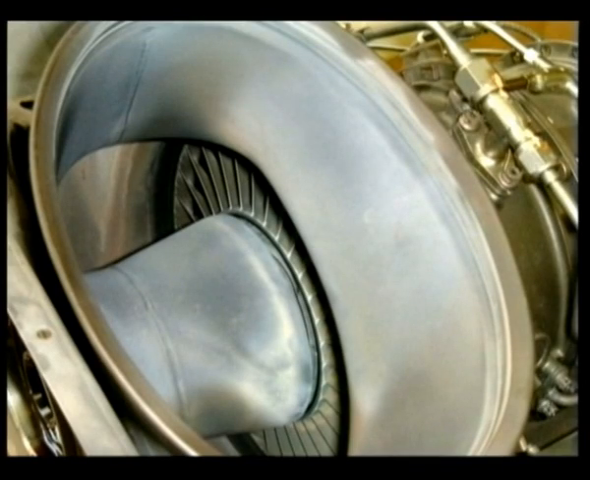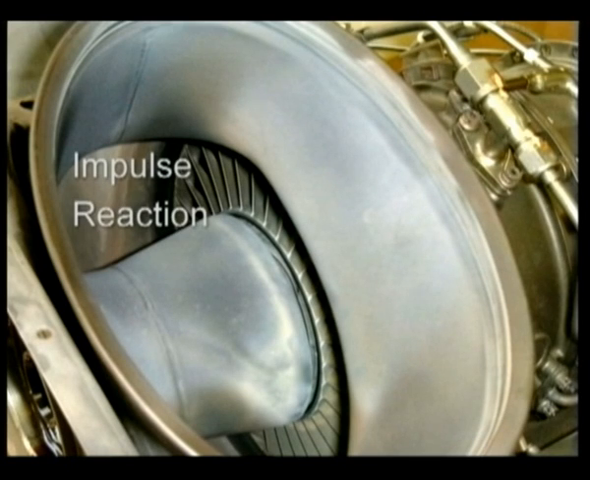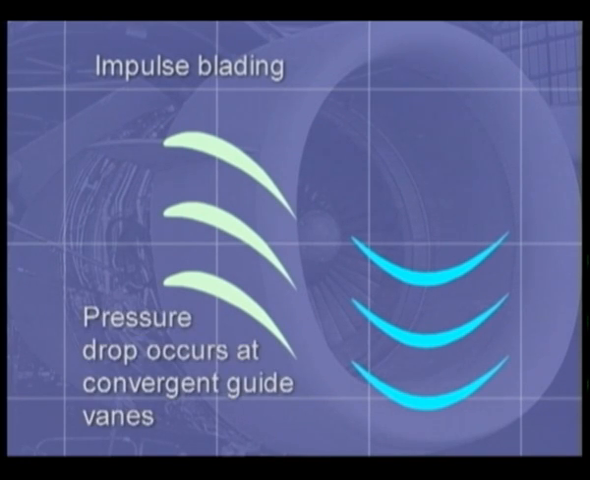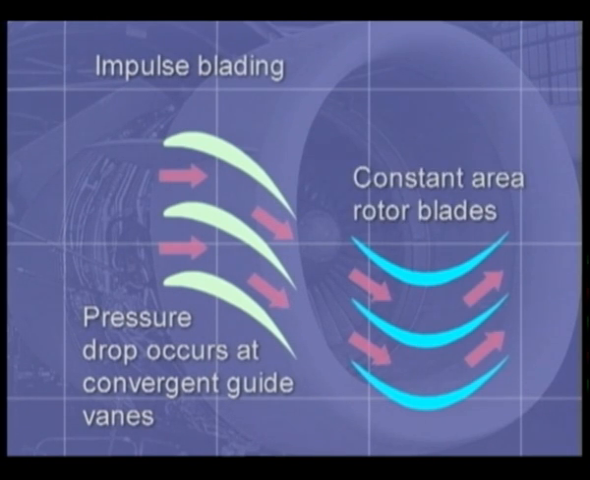Turbine stages may be designed as predominantly impulse or predominantly reaction. In a turbine stage where the blading is of the impulse type, a pressure drop occurs only in the convergent nozzle guide vane passages. The stream of high-velocity gas is directed at the rotor blades, where the passages are constant in area and there is no further pressure drop.